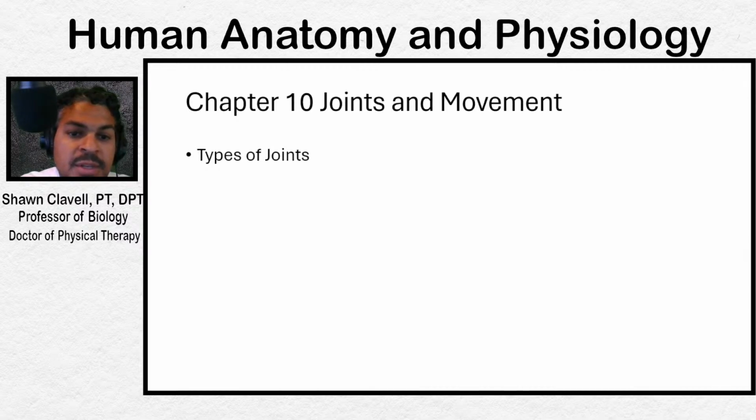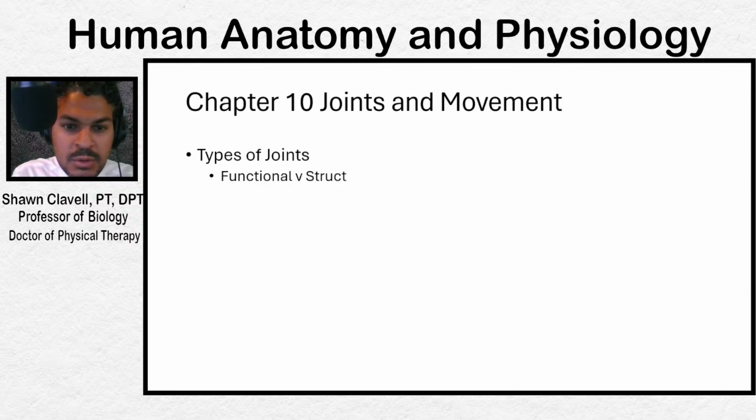The first topic area is the types of joints, really how much movement is available. A joint is defined by two bones coming together. Two bones come together in the skull and they don't really move. Two bones come together in the shoulder and there's a lot of movement. So there are types of joints, and there are two types of classifications: the functional versus structural classification of joints.